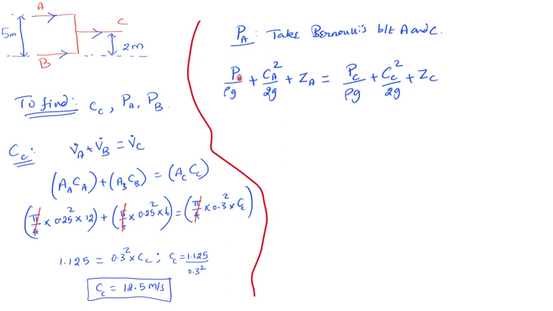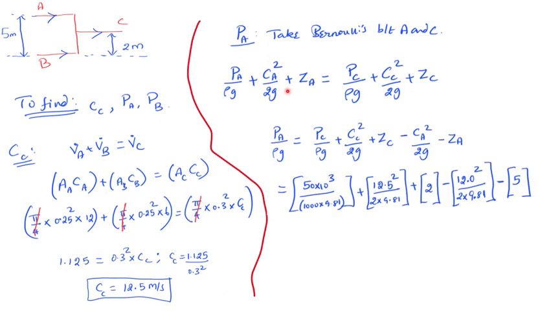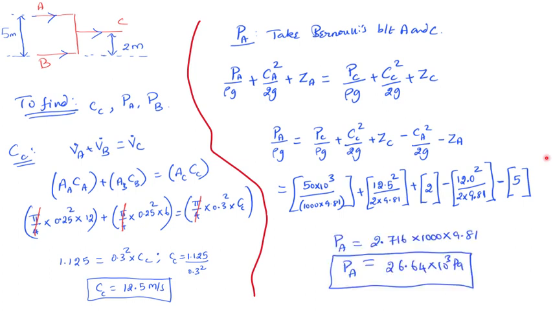Now we do not know P_A, that is the unknown. We know rho and g, we know V_A, we know Z_A. We know the pressure at point C, we also know the velocity at point C, which we have just found out, and we also know Z_C. So the only unknown is P_A. I'm rearranging the equation and substituting everything that we know. Both these terms go to the other side of the equal sign and become negative, so negative V_A squared by 2g, and positive Z_A becomes negative Z_A. If we substitute everything and simplify, put it in the calculator, I get the pressure in section A to be 26.64 times 10 to the power 3 pascals, or 26.6 kilopascals.